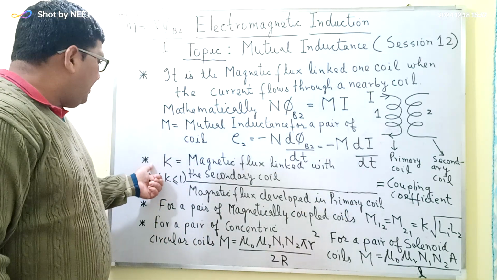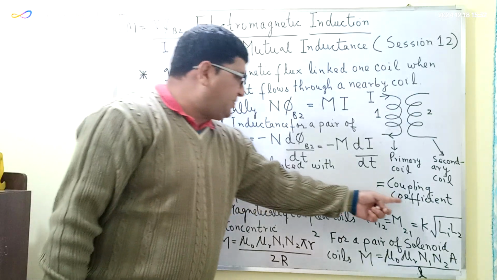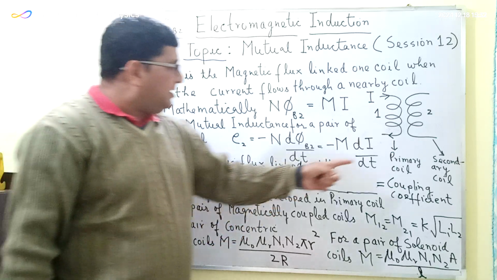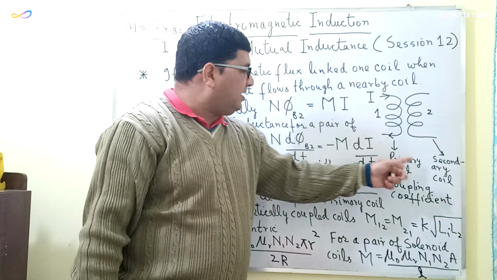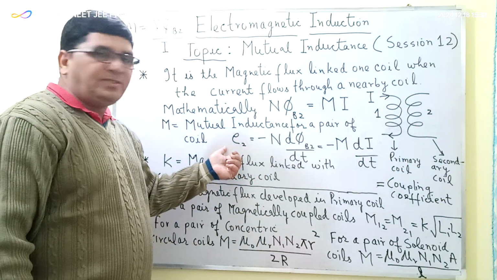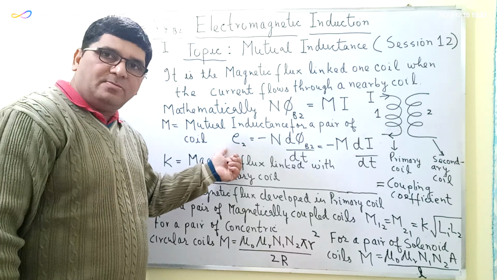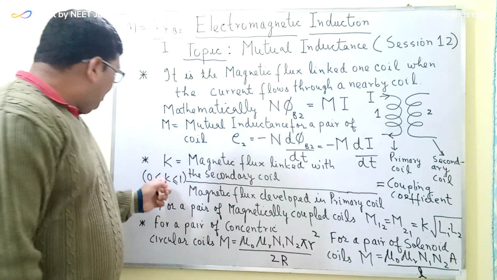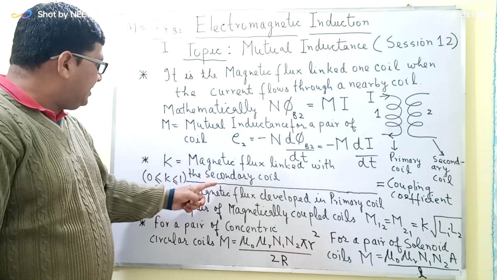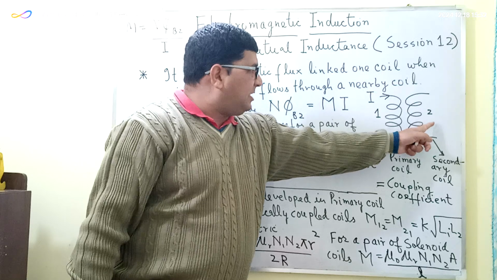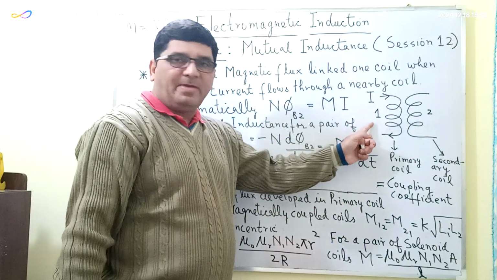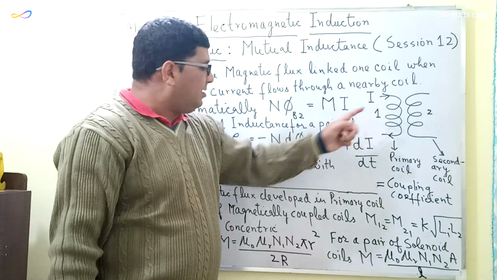The second important point is the coupling coefficient K. Here the primary coil is the coil in which the current is flowing, and the secondary coil is the coil in which the induced EMF is generated. So the coupling coefficient K is equal to the magnetic flux linked with the secondary coil, that is the magnetic flux linked with coil number 2, divided by the magnetic flux developed in the primary coil, that is the magnetic flux developed in coil number 1.